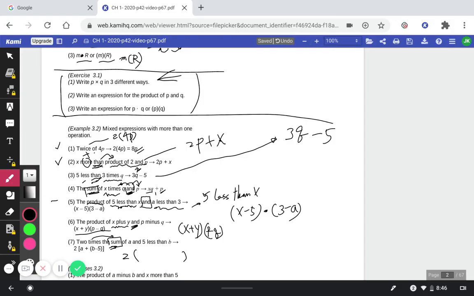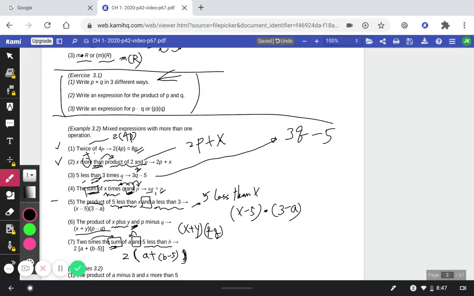Some usually look for "and". Here is "and". Otherwise, too complicated. So before the "and", you have a. So you're adding a with whatever is after the "and": 5 lesser than b, which is b minus 5. So it's very complicated, but that's what it is. You are taking 2 times the result of the sum. So that's why you put the parentheses here: 2 times this whole thing.